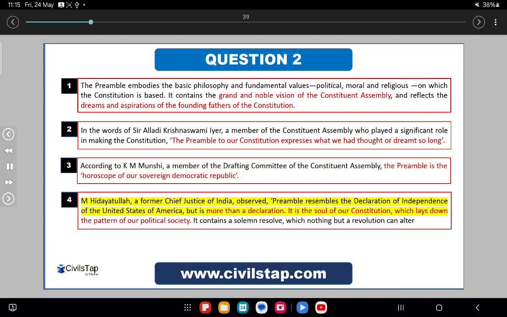3. M. Hidayatullah, a former Chief Justice of India, observed, preamble resembles the Declaration of Independence of the United States of America, but is more than a declaration. It is the soul of our Constitution, which lays down the pattern of our political society. It contains a solemn resolve, which nothing but a revolution can alter.